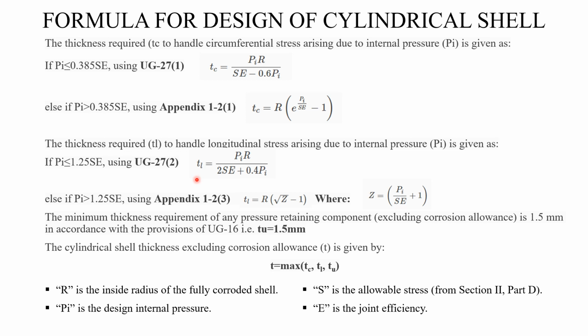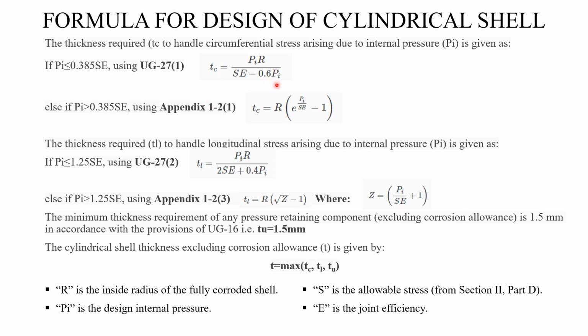As per UG-16, the minimum requirement is 1.5 mm. That means no pressure vessel can have a shell thickness less than 1.5 mm. It has to be 1.5 mm minimum. So when you have all these values, the thickness of the cylindrical shell excluding corrosion allowance is T equals the maximum of the circumferential value, the longitudinal value, and 1.5 mm.